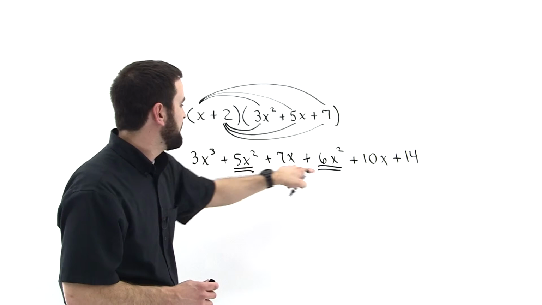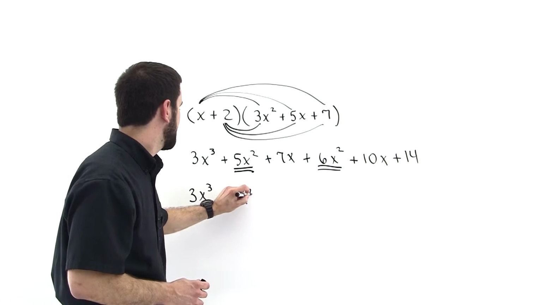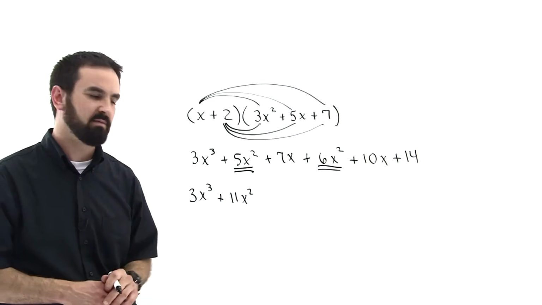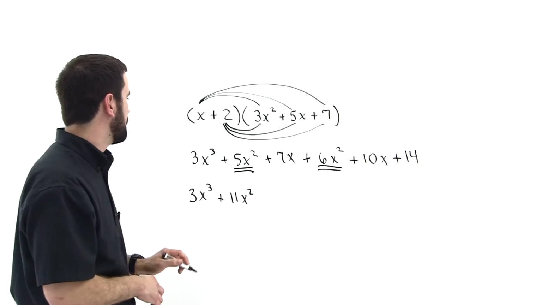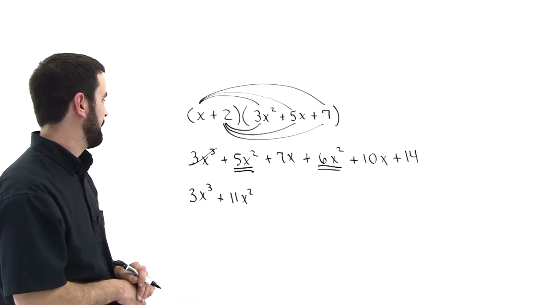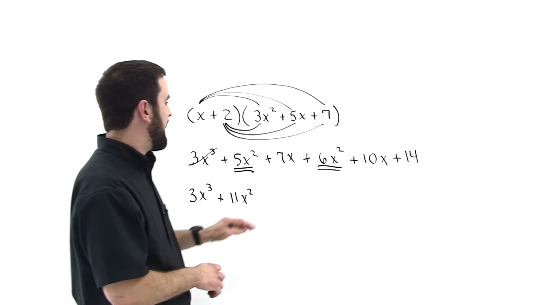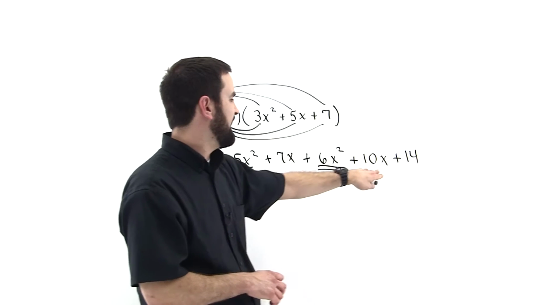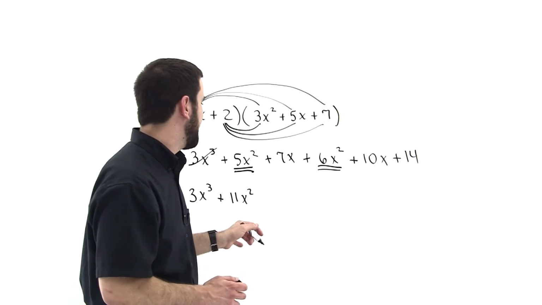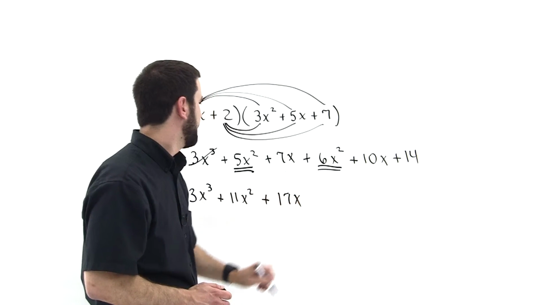And then this term and this term combined, so we have plus 11x squared. Notice I've underlined them to make note that I've taken that quantity into account, right? I've taken this quantity into account also, so I'll cross it out so I make sure that I don't count these quantities more than once, right? And then we have 7x and 10x. Those are like powers, so we can combine those. So 7x plus 10x is 17x, so plus 17x.